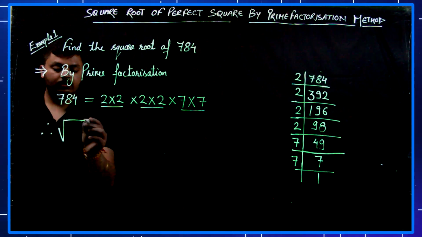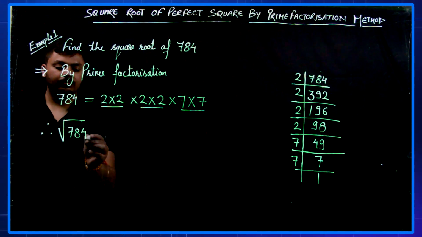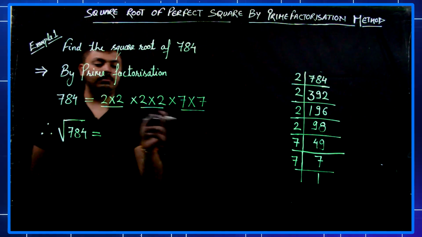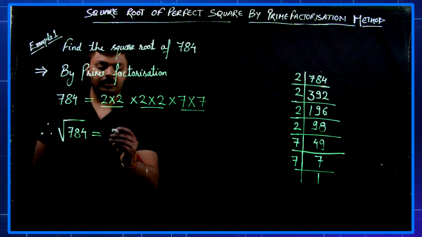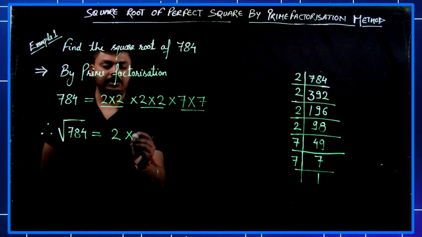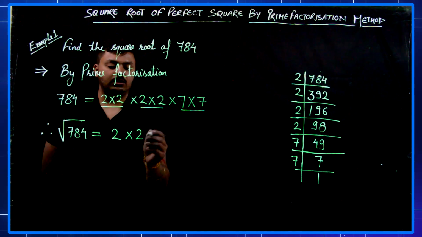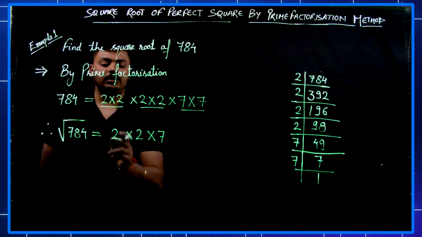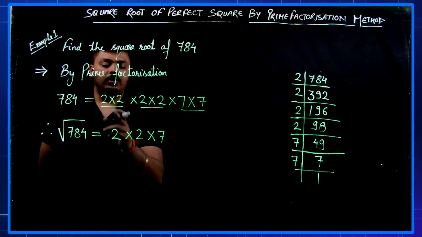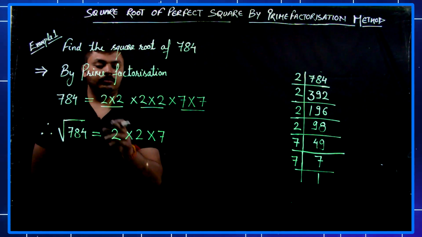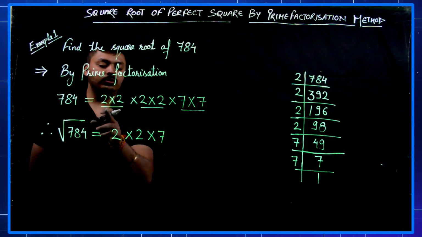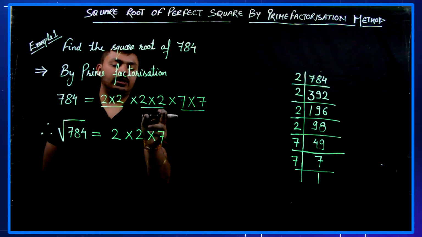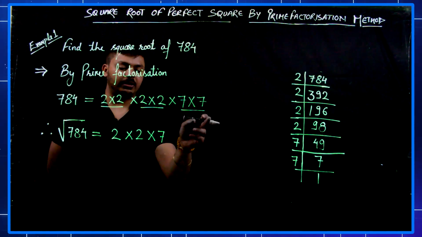Square root of 784 equals each number from each pair, that is 2 multiplied by 2 multiplied by 7. That is, we have taken each number from the pairs we have formed. So here 2 multiplied by 2, so we have taken 2, and from the next pair again 2, and from the next pair 7.